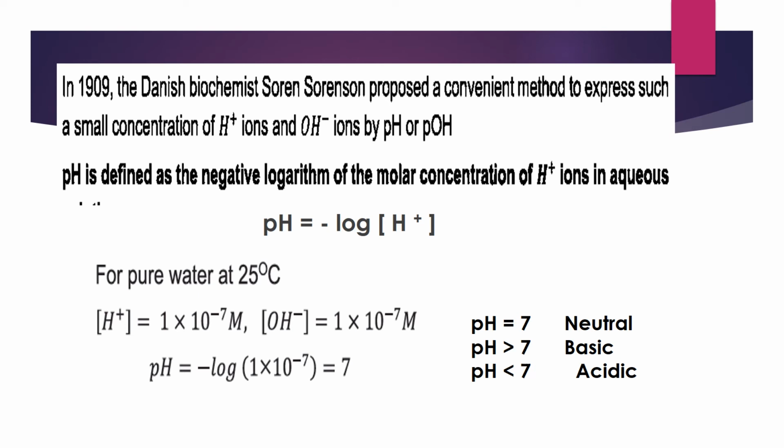When a solution has pH 7, it is considered neutral. It will behave neutrally and does not have acidic or basic characters. But if the pH value is greater than 7, then the solution will be basic in nature. And when the pH value is less than 7, then the solution is considered acidic. So this pH method is more convenient to show whether a substance is acidic, basic or neutral in nature.